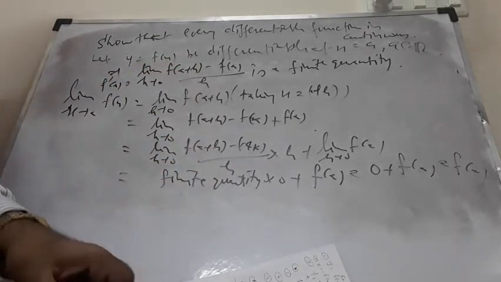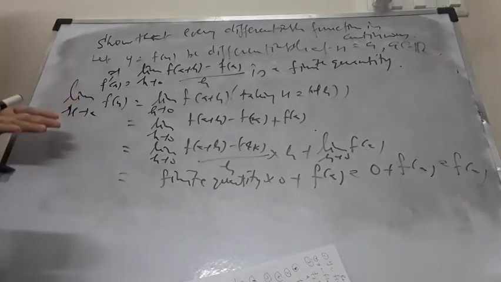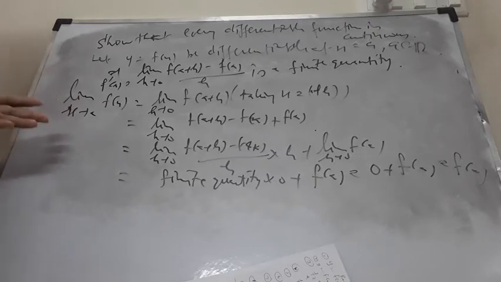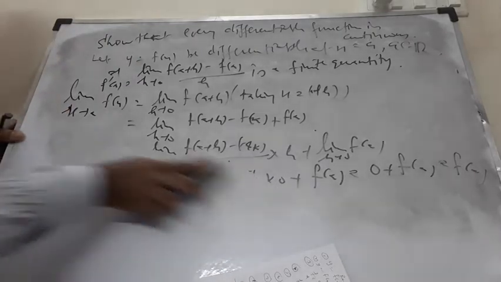Therefore, I come to the conclusion that it becomes continuous at x equal to a. A being an arbitrary real number, it is going to be true for any real number. Therefore, every differentiable function becomes continuous. Every differentiable function is continuous. Let me take an application of this easily.